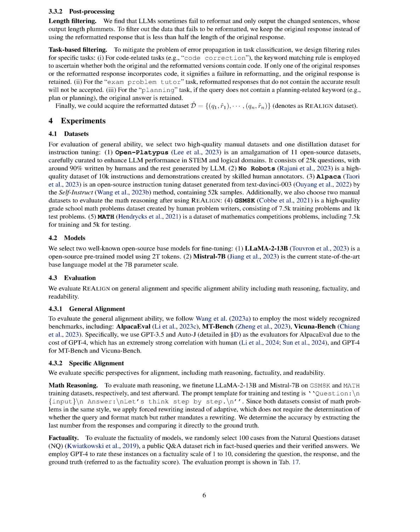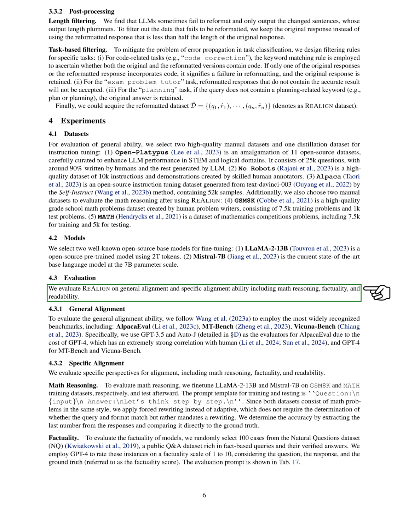Section Summary. In this section, we differentiate between non-knowledge intensive tasks, where we rewrite parts of tasks like story and poem generation due to their non-standardized nature, and knowledge-intensive tasks, where we incorporate retrieved evidence. We also address issues like length filtering and task-based filtering to ensure data quality. Additionally, we evaluate our REALIGN model on various datasets for general alignment and specific alignment abilities, including math reasoning, factuality, and readability.